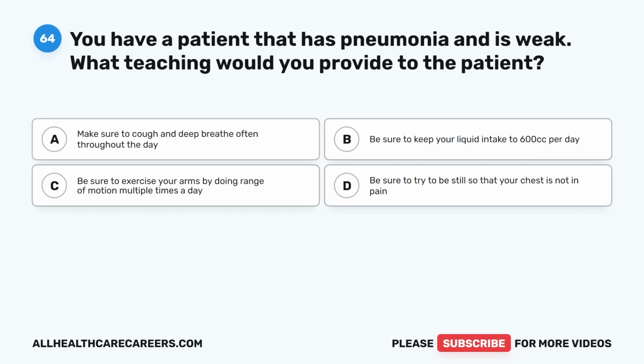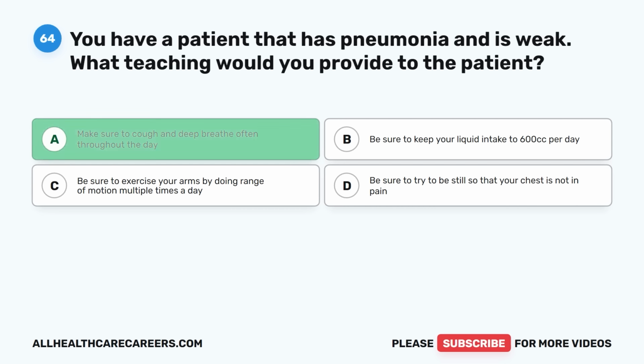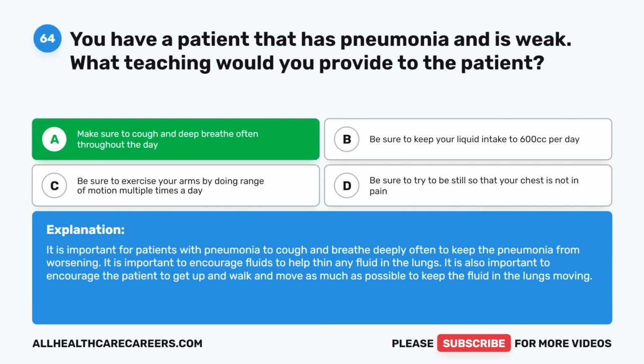Be sure to try to be still so that your chest is not in pain. The correct answer is A. Make sure to cough and deep breathe often throughout the day. It is important for patients with pneumonia to cough and breathe deeply often to keep the pneumonia from worsening. It is important to encourage fluids to help thin any fluid in the lungs. It is also important to encourage the patient to get up and walk and move as much as possible to keep the fluid in the lungs moving.